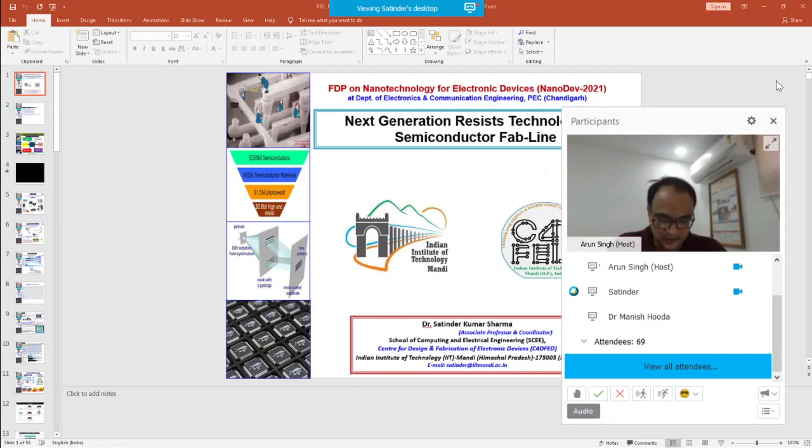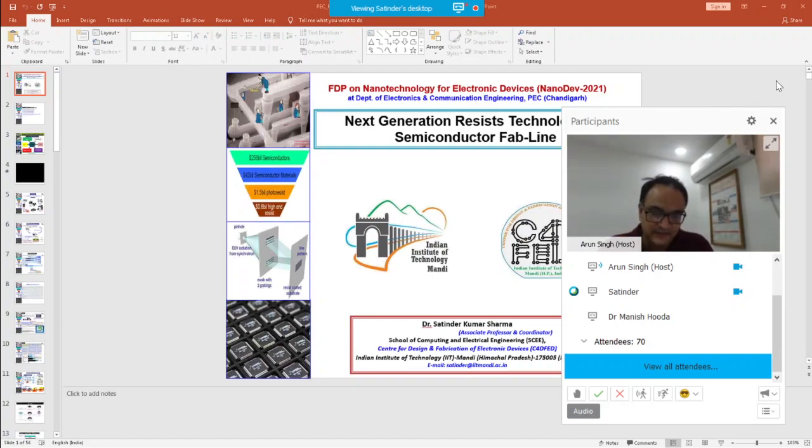Yeah, sure. Okay, so now I welcome all the participants again to the last session of day two. So today we are having Professor Satinder Kumar Sharma from IIT Mandi. He will be talking about next generation resist technology for semiconductor fab line.